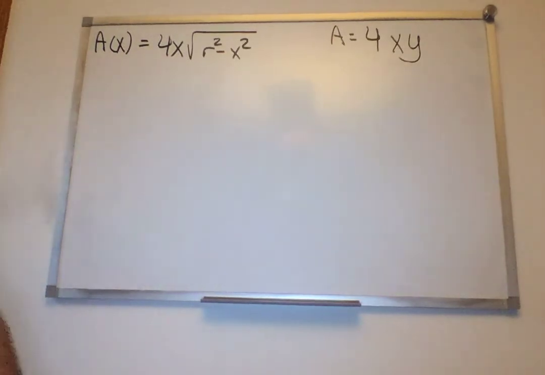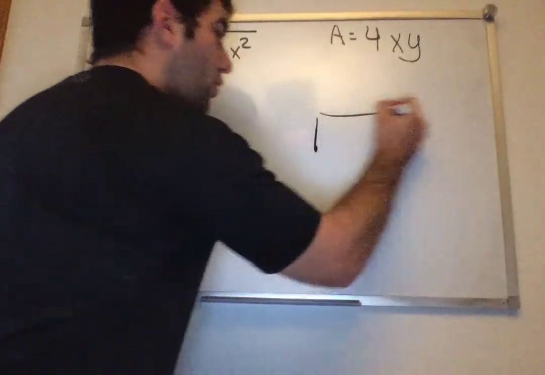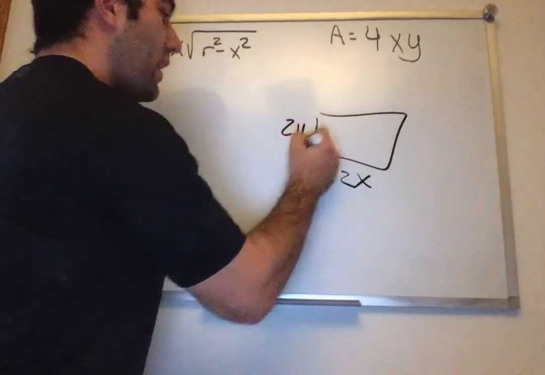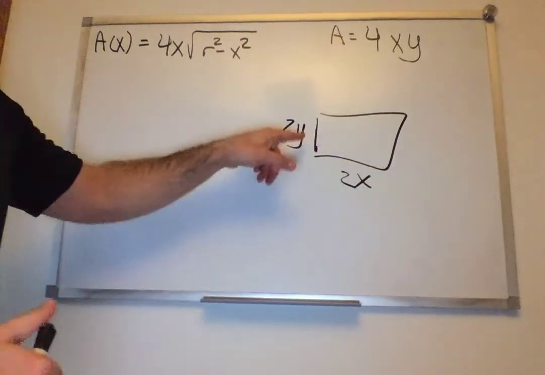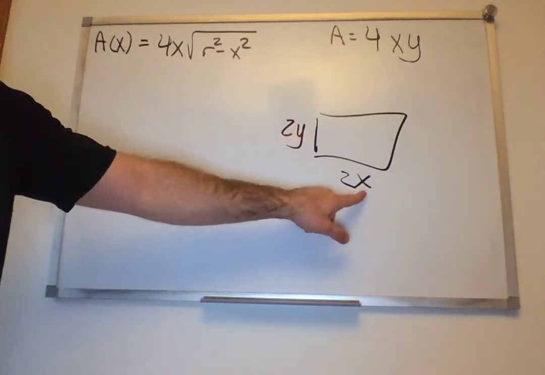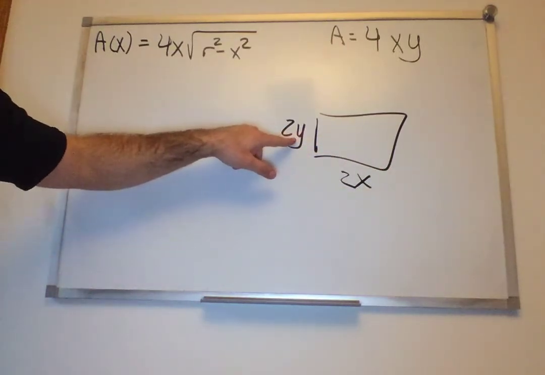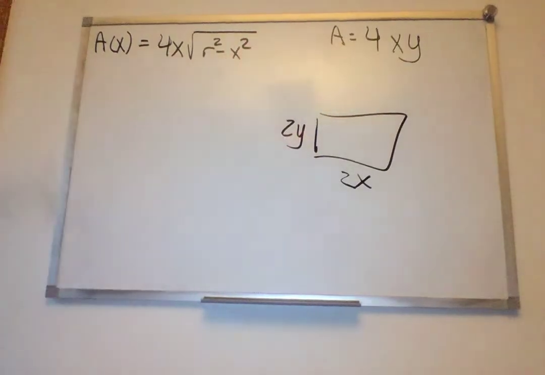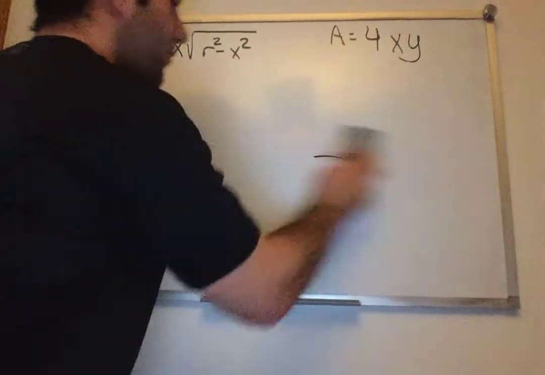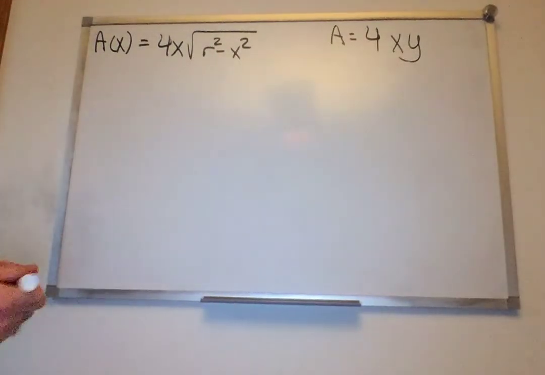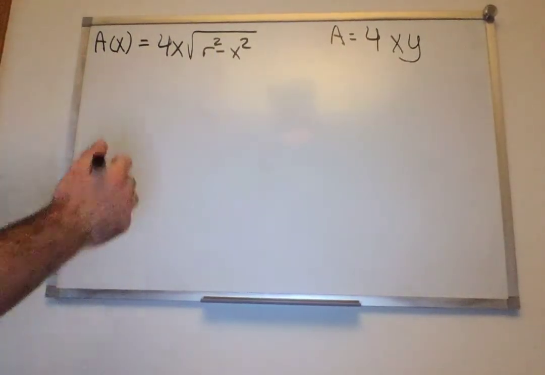But let's read the question one more time. Find the dimensions of the rectangle of the largest area that could be inscribed in a circle. So it wants us to find the dimensions. Remember our old little rectangle: this was 2x, this was 2y. We need to find these numbers. So we need to find x, and we can plug it in here. That'll give us the dimension of the bottom. We need to find y, so I do need that equation that we had for y. I'll write it up later. And then those would be my dimensions.